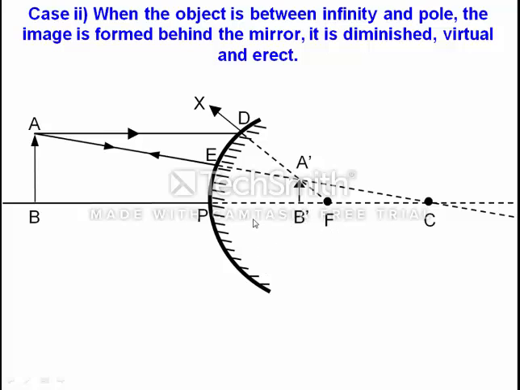So what is the position behind the mirror? Nature, virtual and erect, and size diminished. So in convex mirror, always the image will be virtual and erect.